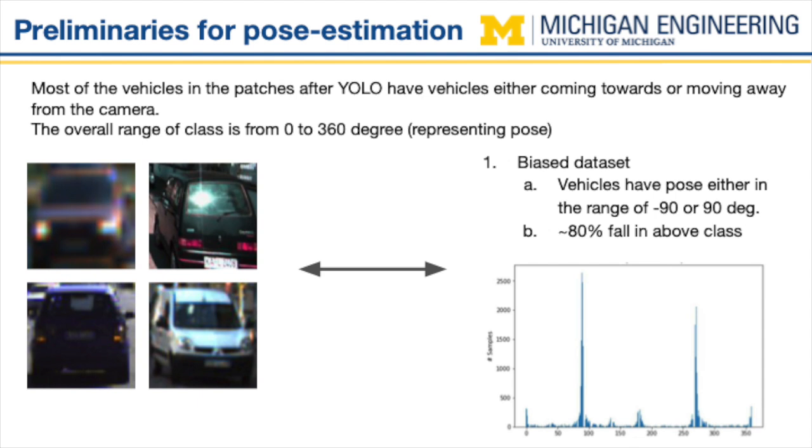However, as seen in the figure to the right, the dataset is very biased towards two poses, with one being cars facing directly away from the driver and one being cars directly facing towards the driver. This causes a major issue for training our model with this dataset, as the biased dataset can lead to overfitting towards certain poses that are more frequent than others.